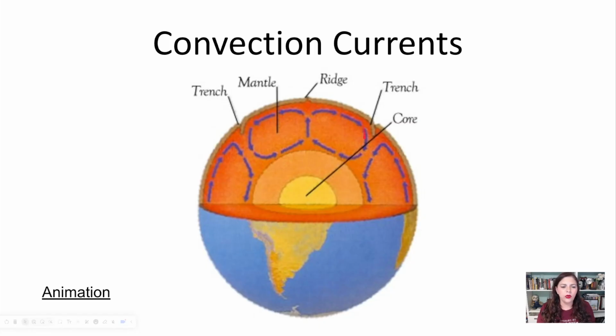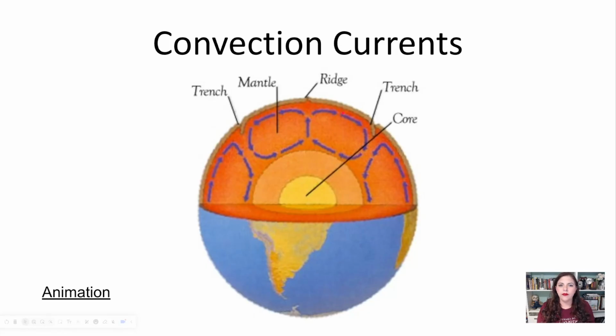Gets hot, floats, cools, sinks. Hot, floats, cools, sinks, right? Over and over again. And then this one's going to go in this direction, right? So this is hot and then gets up here, gets cool, and then sinks and gets hot again, right? And so on. And so it's going to make the plates on top move in that direction.